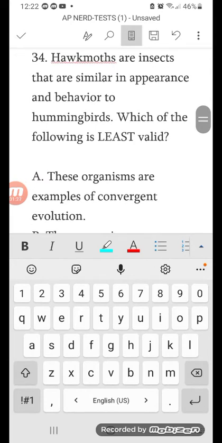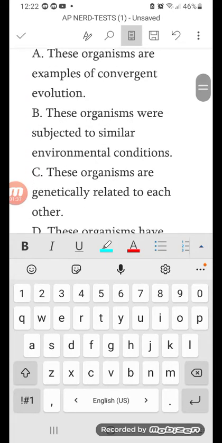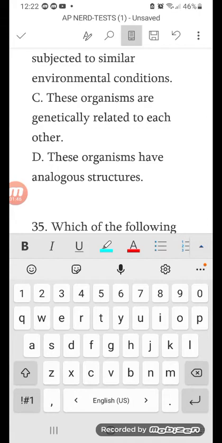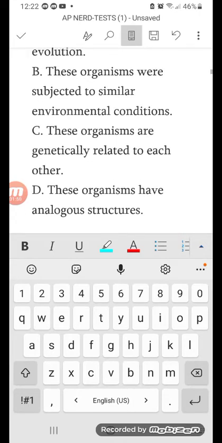Hawk moths are insects that are similar in appearance and behavior to hummingbirds. Which of the following is least valid? These organisms are examples of convergent evolution. These organisms were subjected to similar environmental conditions. These organisms are genetically related to each other. These have analogous structures.